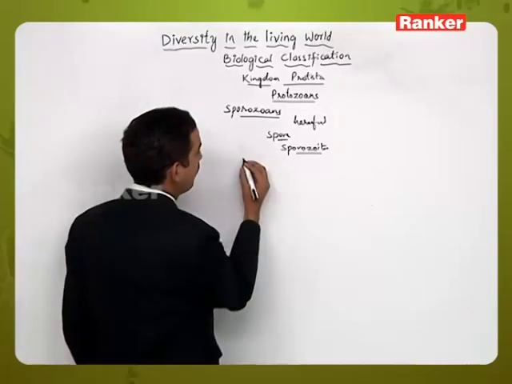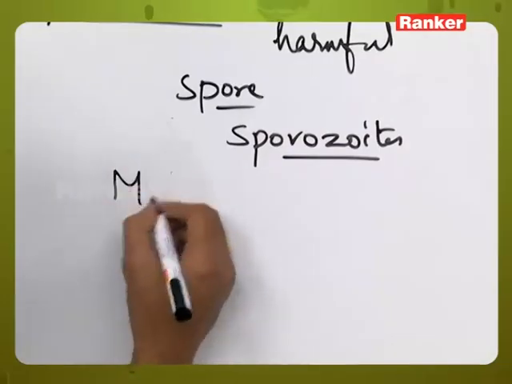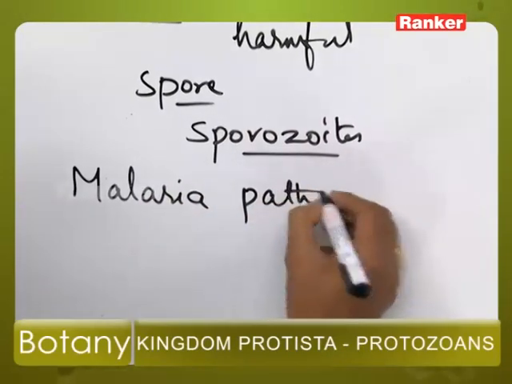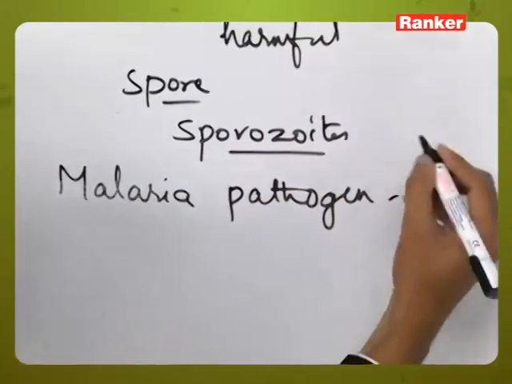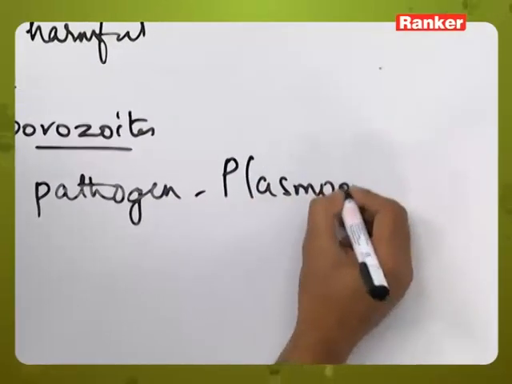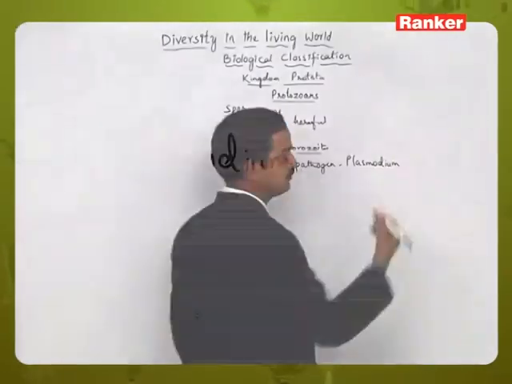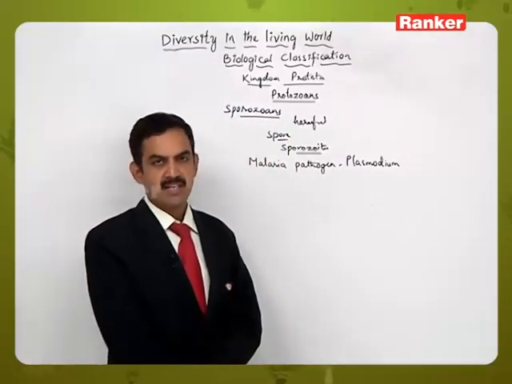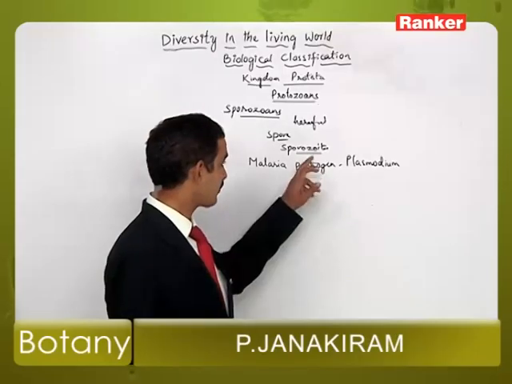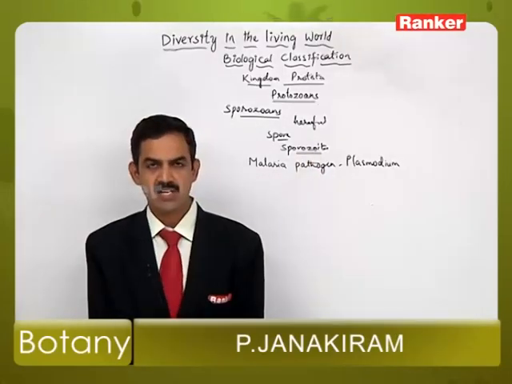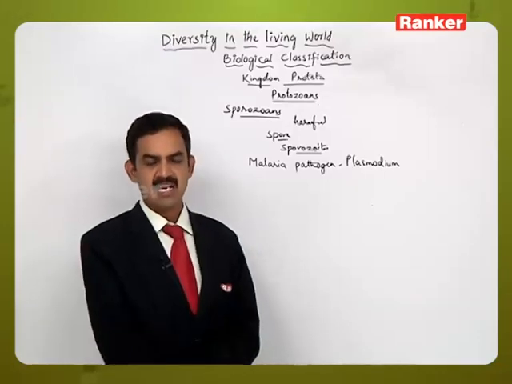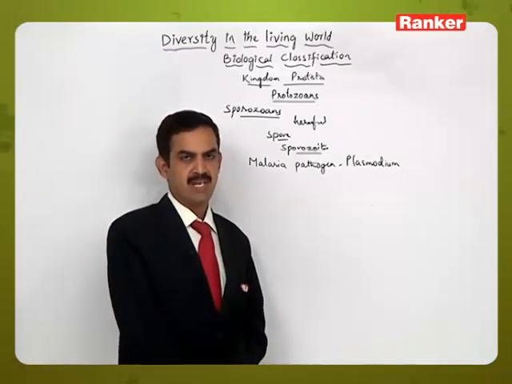The best example for the sporozoans is the malaria-causing pathogen, we can call it. This is Plasmodium. Plasmodium is the best example of sporozoans, which will produce infectious structures called sporozoites. These sporozoites, once they enter into the blood of human beings, start the life cycle and cause malaria fever.